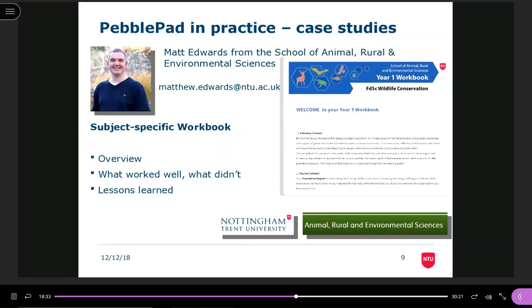So the workbook I've put up on the slide is an extract from their year one workbook, but he's hoping by the end of next year that all 3 years of these courses will have had the opportunity to engage with PebblePad and build on their work year on year.